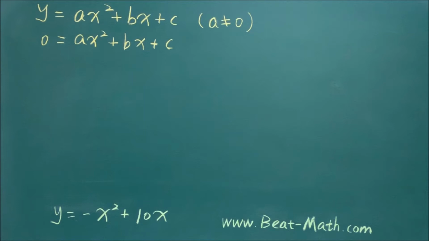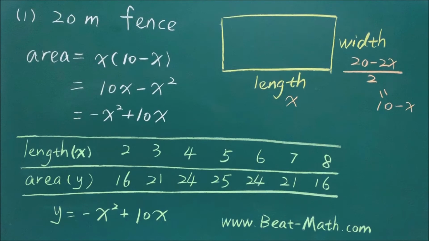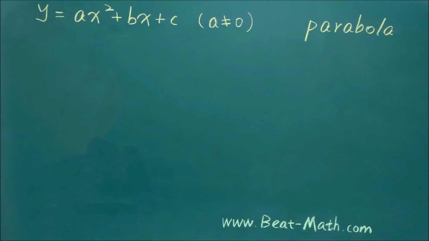Just like the linear function, the quadratic function can also be graphed. Let's try to graph the function of the previous example. In the table, there are groups of numbers: 2 and 16, 3 and 21, 4 and 24, 5 and 25, 6 and 24, 7 and 21, and 8 and 16. All of them should be on the graph. We can see the graph of the quadratic function y equals ax squared plus bx plus c is always a U-shaped curve, which is called the parabola.